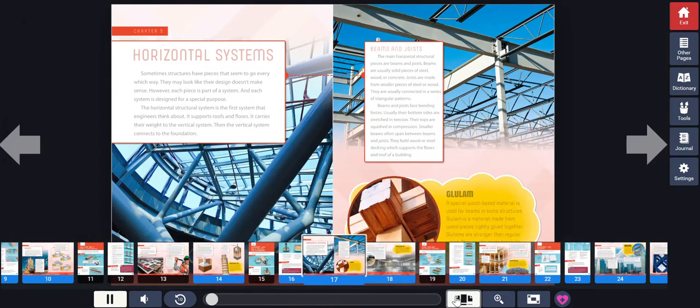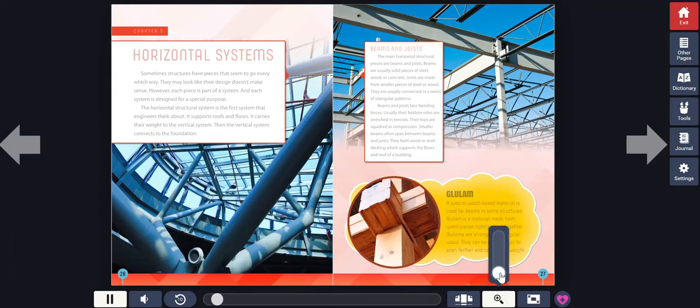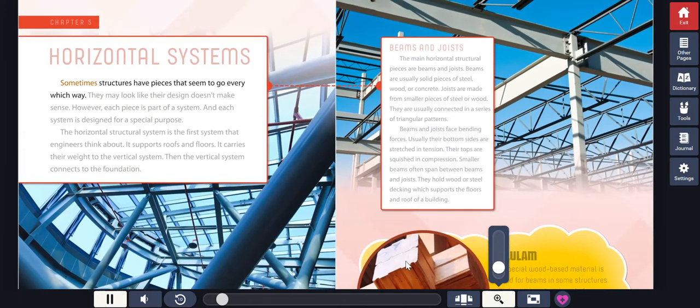Chapter 5. Horizontal Systems. Sometimes structures have pieces that seem to go every which way. They may look like their design doesn't make sense. However, each piece is part of a system, and each system is designed for a special purpose. The horizontal structure system is the first system that engineers think about. It supports roofs and floors. It carries their weight to the vertical system. Then the vertical system connects to the foundation.